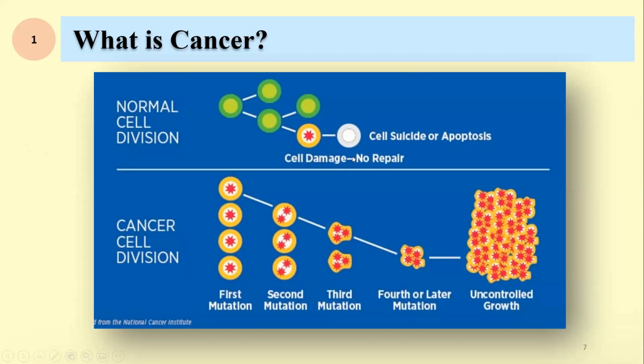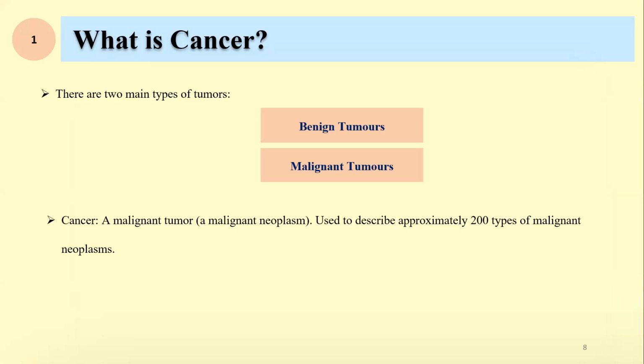This is the picture. In a normal cell, if there is any damage, we have one damage repair mechanism in normal cells. But in cancer cells, look, first mutation happened here, second mutation, third mutation. After the fourth mutation, it will become cancer, or unregulated or uncontrolled growth will happen. Okay, cancer will not happen at the first stage, after the first mutation, cancer will not happen.